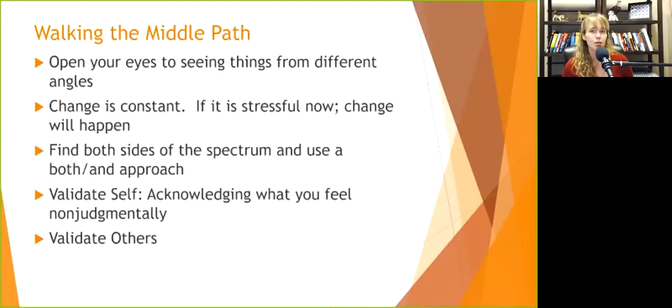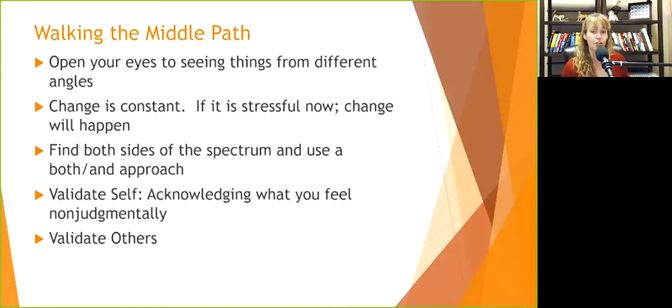Walking the middle path helps people open their eyes to seeing things from different angles. So again, going back to the crime scene, we may act out a situation, or we may show video clips of a television show. And then I'll stop it and I'll say, okay, I want you each to take a character and tell me what you just saw happen. And we get different perspectives. So then we start talking about how do we put all those perspectives together to make something meaningful to the person. Remembering that change is constant, and if it's stressful now, change will happen.